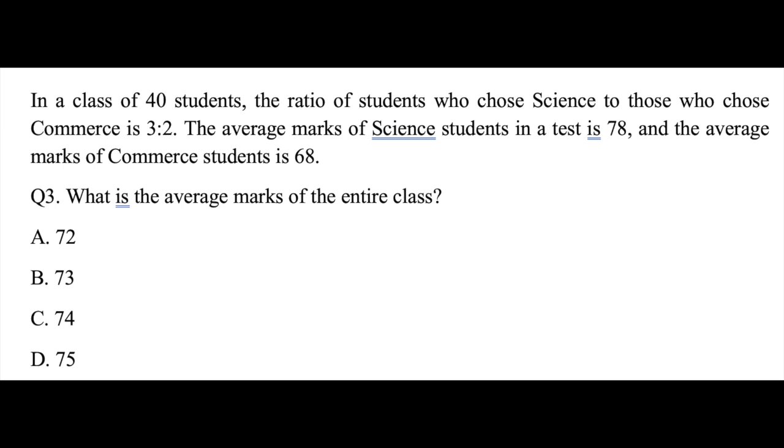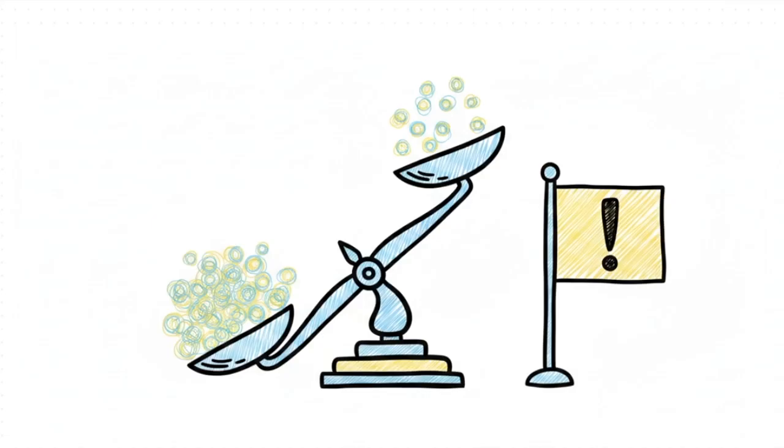Red flag time again, folks. The absolute most common mistake here, the wrong shortcut, is to just look at those two averages, 78 and 68, add them together, divide by 2, and confidently click 73. No, that straight average completely ignores a massive piece of data, the unequal group sizes. Because the ratio is 3:2, there are physically more science students in that room than commerce students. You can't treat the groups equally. We absolutely have to use a weighted average.